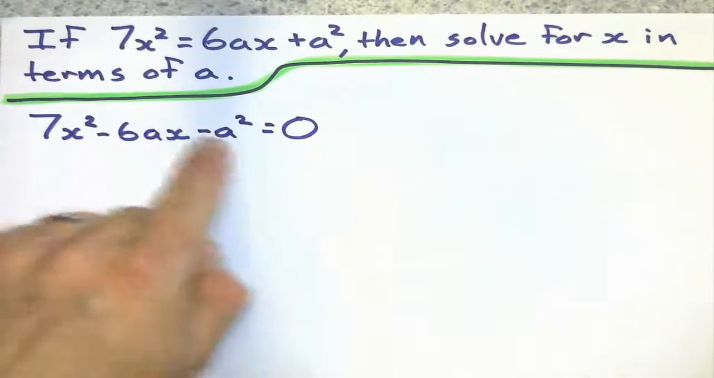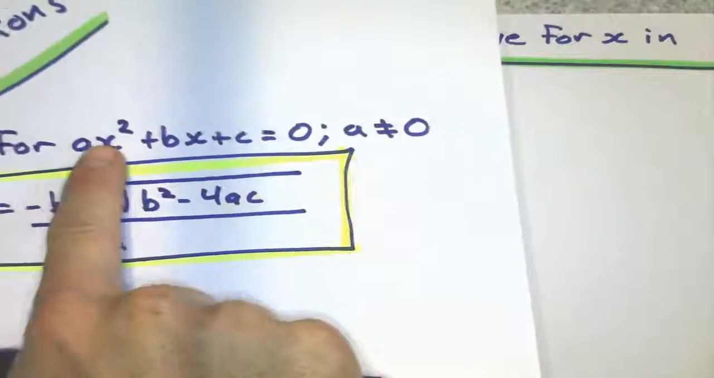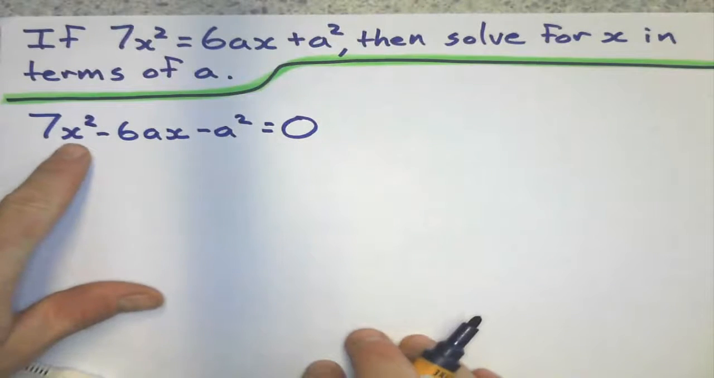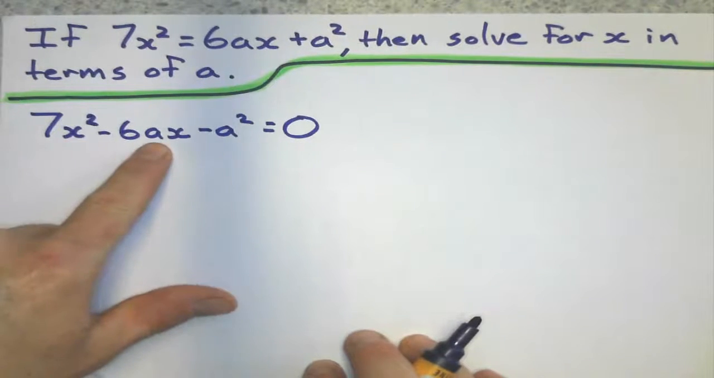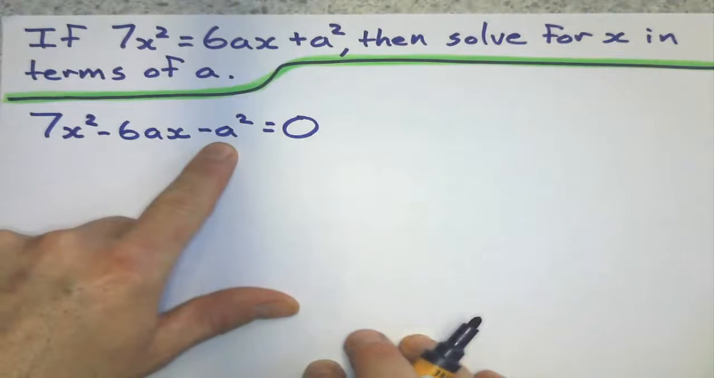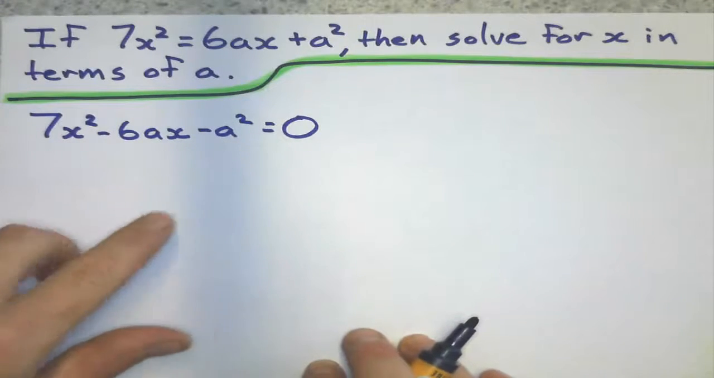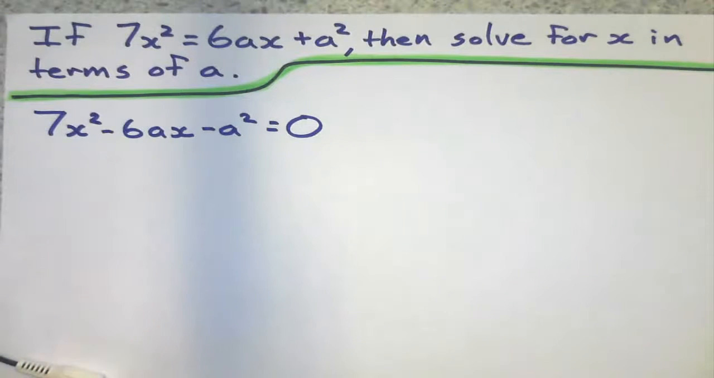Alright, so right now that doesn't look like it's in this form at all, but it is in terms of x. I've got my x squared term, my x term, and my constant term, even though that doesn't look like a constant term, but in terms of x it is, because there is no x. Okay, so that right there is kind of a tricky idea.